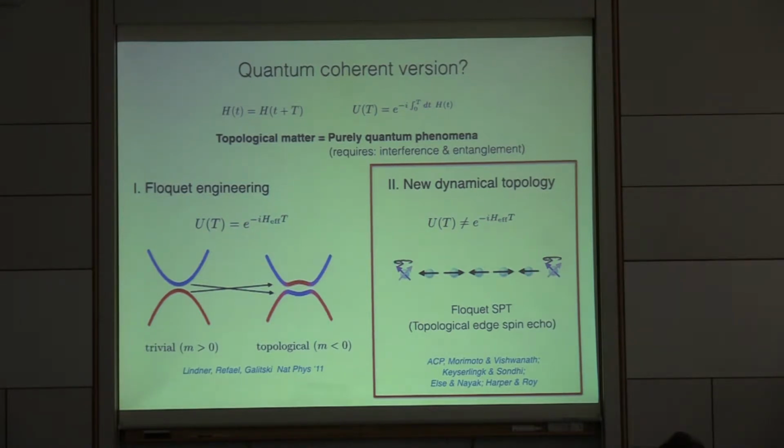Yeah. So do you mean U of T is not equal to e to the minus i H_F T, or do you mean that it's not equal to something?